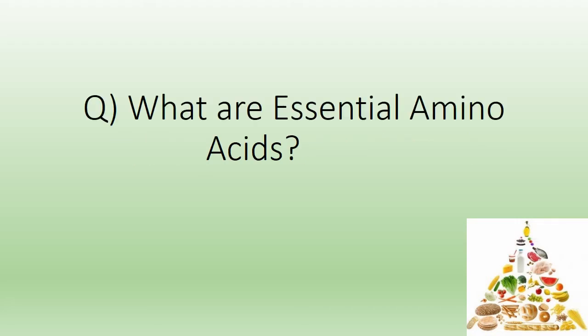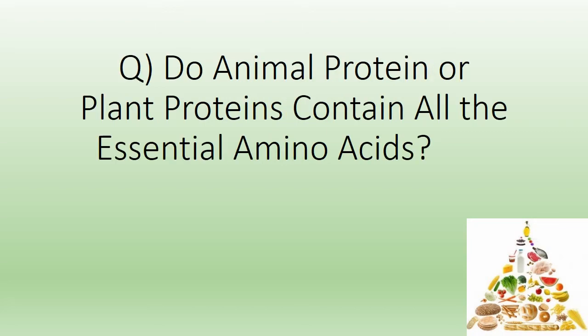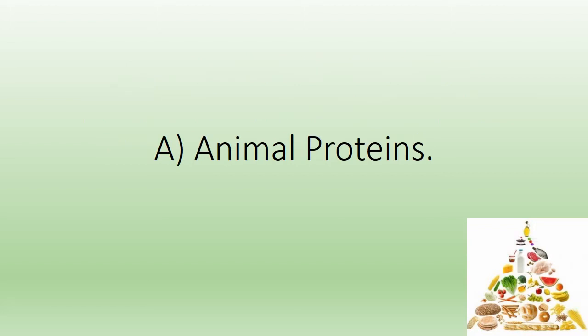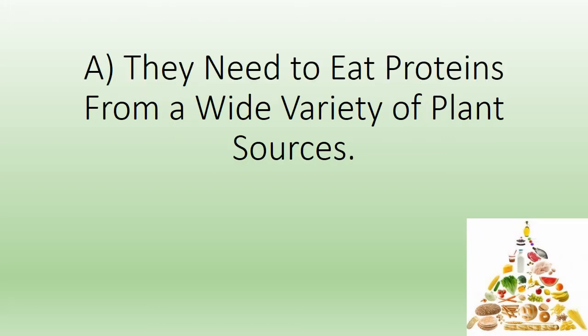What are essential amino acids? Amino acids that we need to obtain from our diet. Do animal protein or plant protein contain all the essential amino acids? Animal proteins. What does this mean for vegetarians? They need to eat proteins from a wide variety of plant sources.